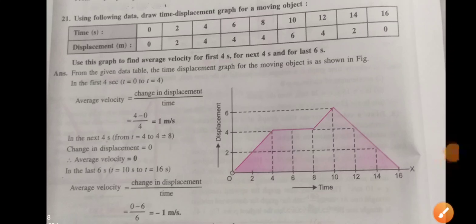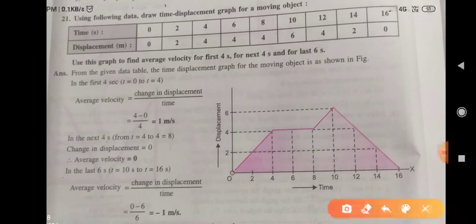We are going to draw a time displacement graph on the basis of given data. So in this case, we can say this information is given to us. Some information they have given to us, like time: 0, 2, 4, 6, 8, 10, 12, 14, 16. These data they have given for the time. At the same time, some data they have given parallelly for displacement.